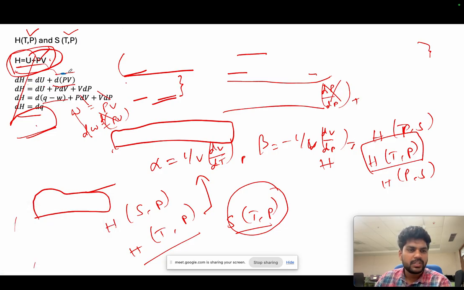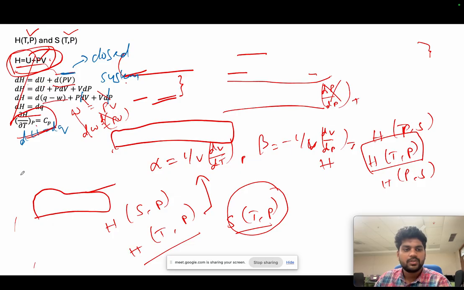So I applied chain rule to this component. What I got was dh equal to du plus pdv plus vdp, and we all know that du equal to dq minus dw for the closed system. We are talking about the closed system. So for a closed system, du equal to dq minus dw. Then again dw equal to pdv, so these two will get cancelled out from the w. Then you will get dh equal to dq.